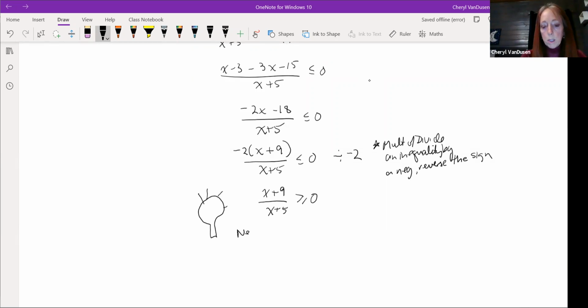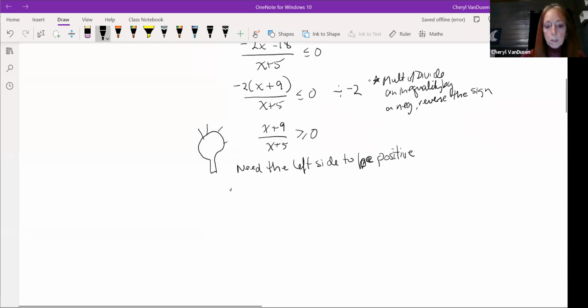We need the left side to be positive, basically. So the only way the left side can be positive is if the top is positive, the bottom is positive. Positive divided by positive is positive. Or if the top is negative and the bottom is negative, negative divided by negative is also a positive. Okay, so let's do the two cases.